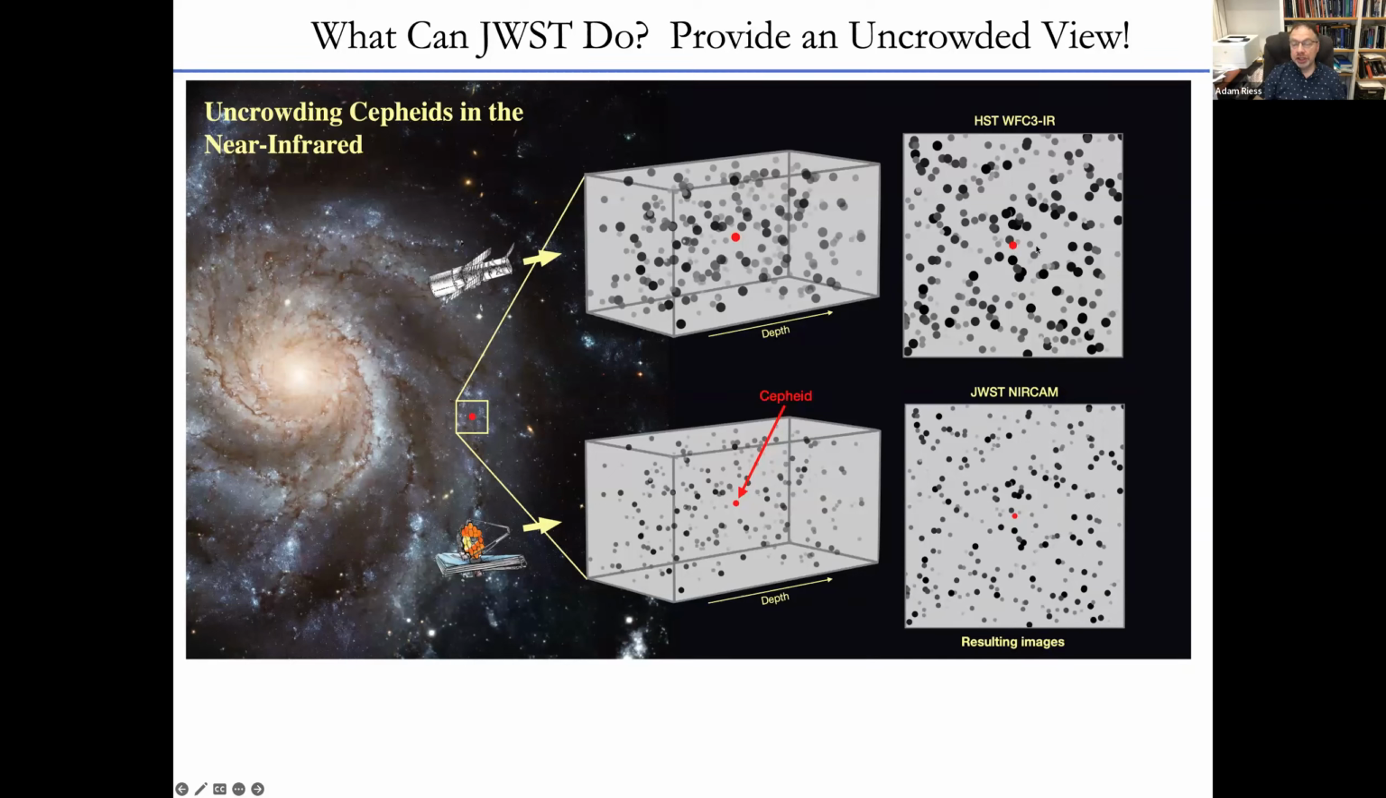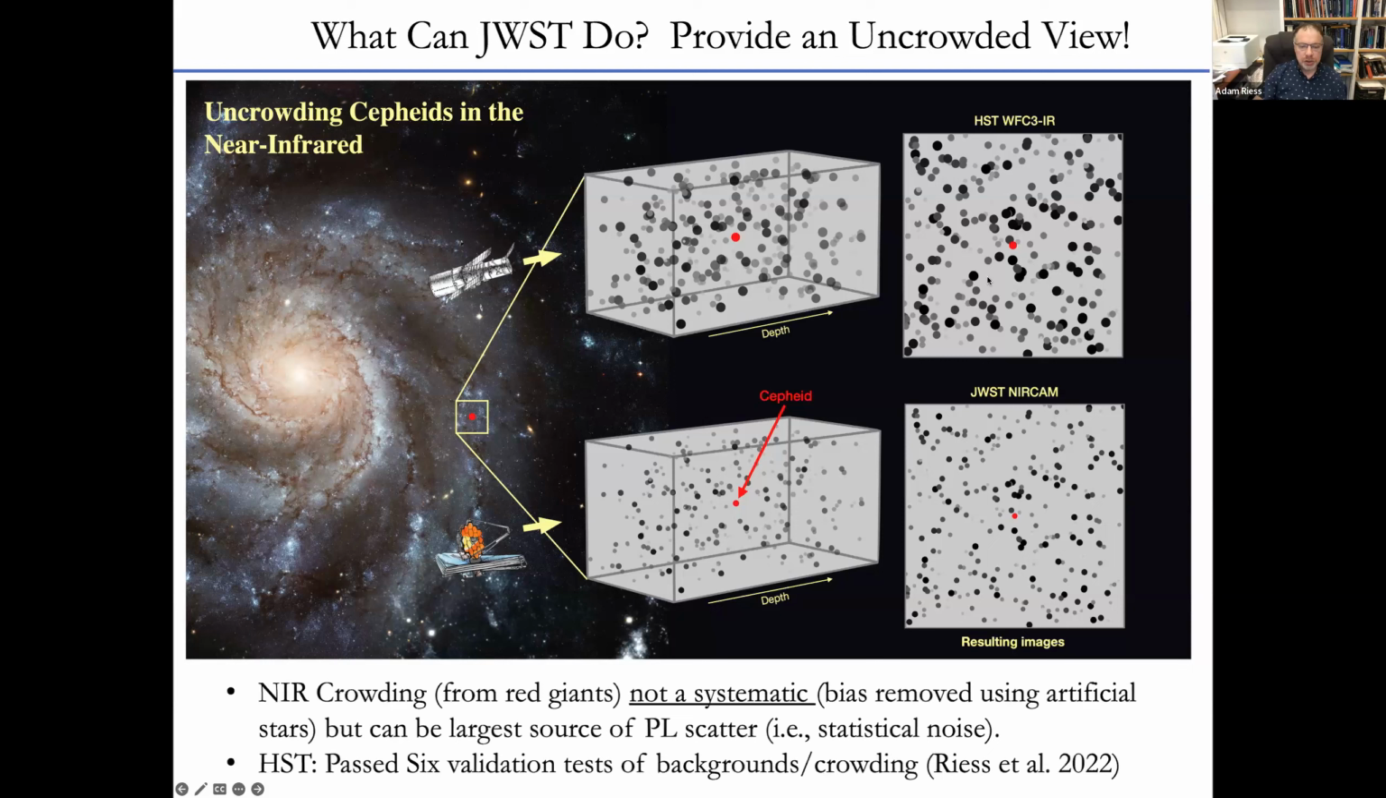So you can measure the statistical level of the background pretty easily by throwing down artificial stars. And so as a result, this is not a systematic uncertainty, but it is the largest source of noise because an individual Cepheid might be sitting on top of something. It might be sitting where there's hardly anything around. And so we would like to be able to do better.